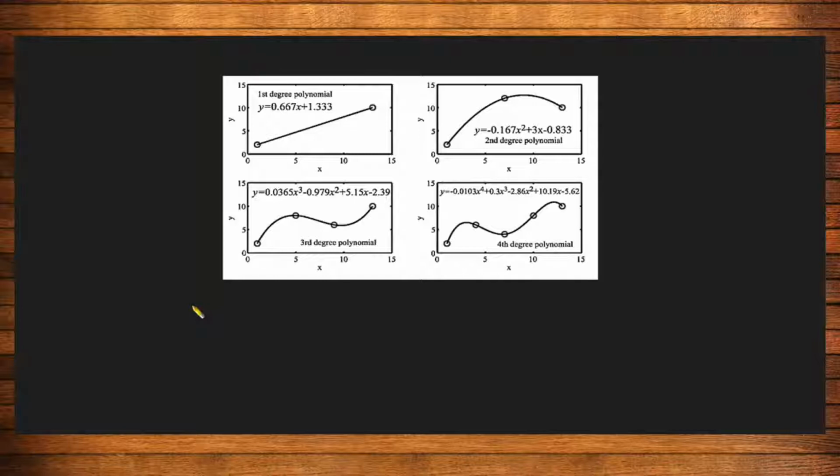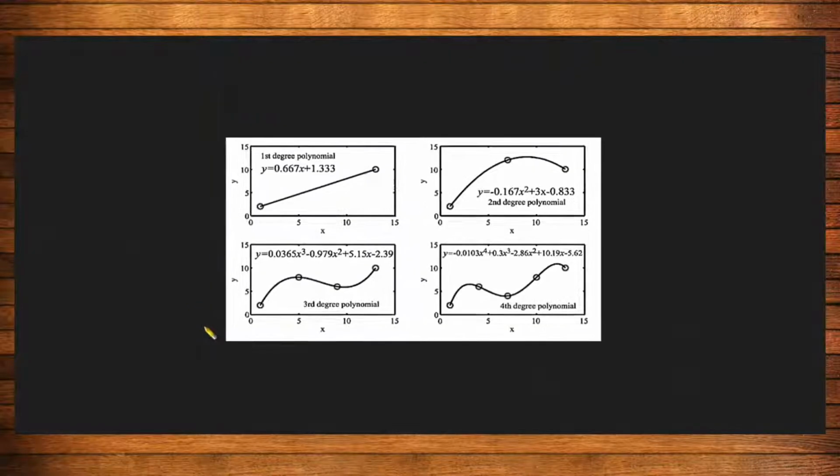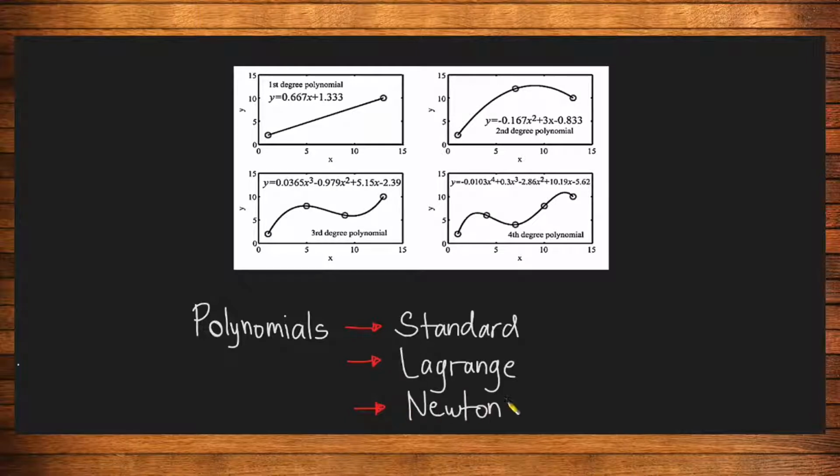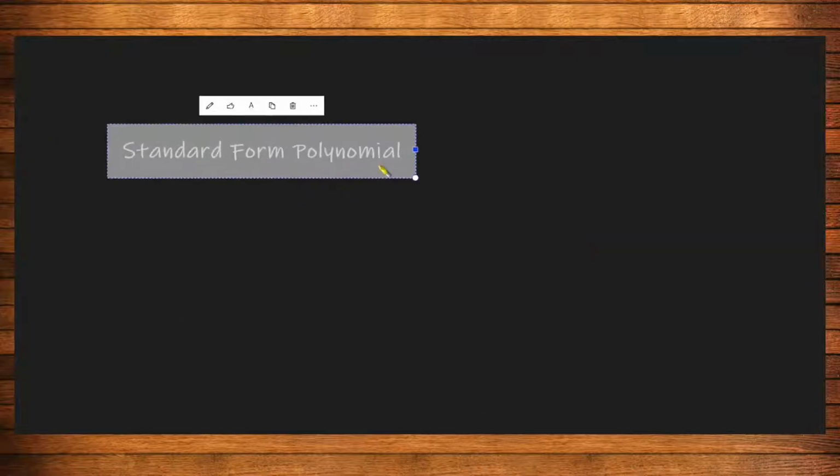However, this polynomial can be written in different forms. Okay? So, although unique yung polynomial natin, iba-iba yung form niya. So, in this video, we are going to derive and discuss 3 of these forms. So, first is yung standard form, second is yung Lagrange, and then third is yung Newton's form ng polynomial natin. Okay. So first, let us talk about the standard form polynomial.